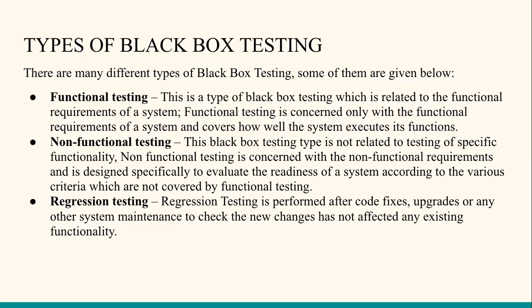So here are some types of black box testing. The first type is functional testing. This is a type of testing technique which is related to the functional requirements of the system. Functional testing is concerned only with the functional requirements of the system and covers how well the system executes its function. Regression testing. Regression testing is performed after code fixes, upgrades, or any other system maintenance to check the new changes have not affected any existing functionality.